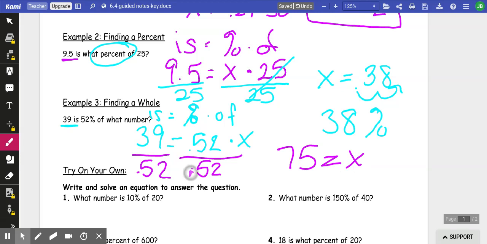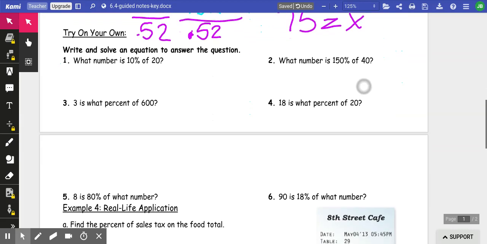And that's okay because when I'm dividing, usually we get a smaller number. However, we divided by a decimal. So when we divide by a decimal, it's actually going to make that number larger in most cases. I think it actually is any case where you have that decimal. Okay, so our x is going to be 75. So go ahead and pause the video. We have 6 try on your owns. Hopefully you have a little bit more space than I do from example 5 and 6.